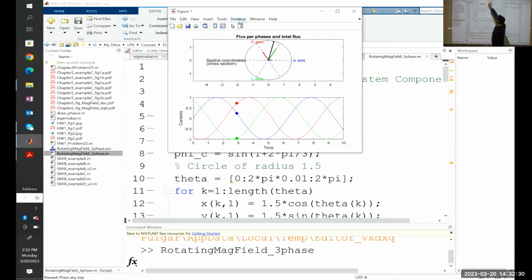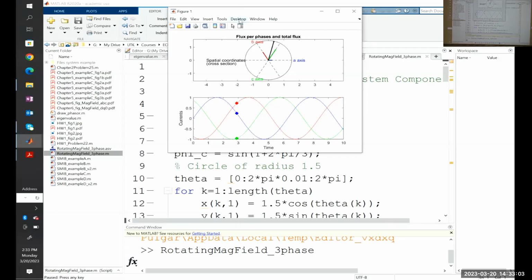That's another snapshot of the system at this time. Current, in this case, A and B are positive. A is a little bit larger, B is a little bit larger. They're positive. And C is negative, almost maximum. That will create a very large flux in that direction, the negative direction of C. The sum of the three of them will give you the resulting flux.